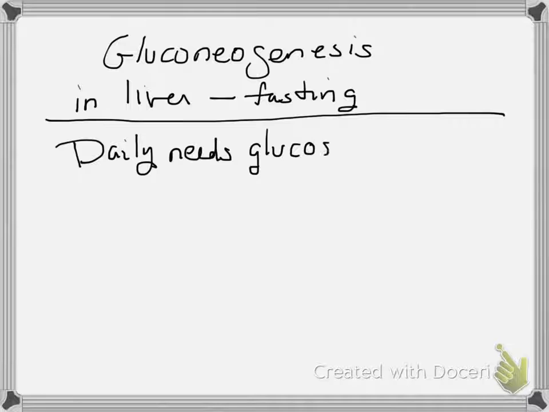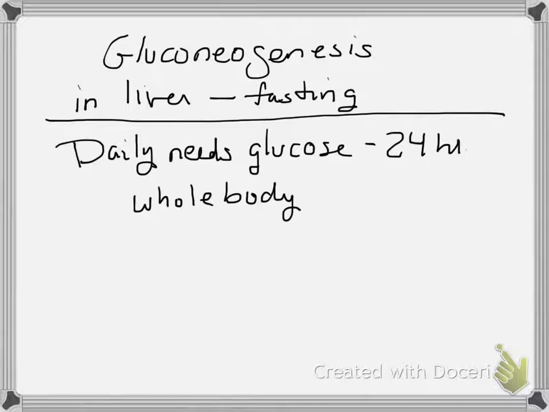Now, when I say daily, I'm considering approximately a 24-hour period, and this 24-hour period is considering normal activity. We're not talking about marathon running. So under every 24-hour period, our whole body is going to need to oxidize 160 grams of glucose per day. And this is to maintain normal whole body homeostasis.